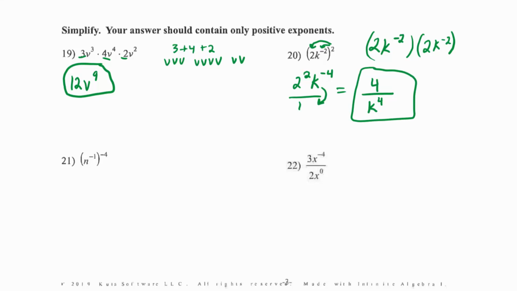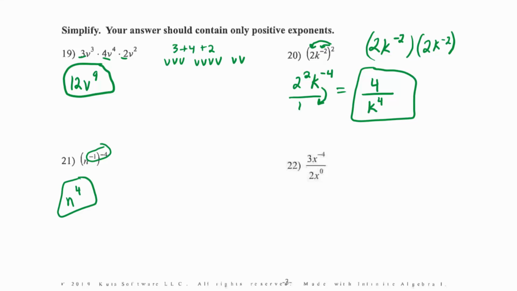On 21, we have n to the negative 1, and then it's to the negative 4th power. So this is where we want to multiply these together. Negative 1 times negative 4 is a positive 4. So that's n to the 4th. And then we have a positive exponent, so we don't need to move it anywhere.